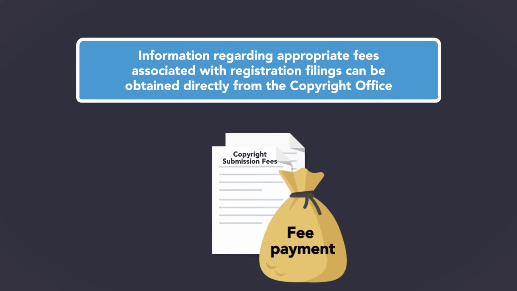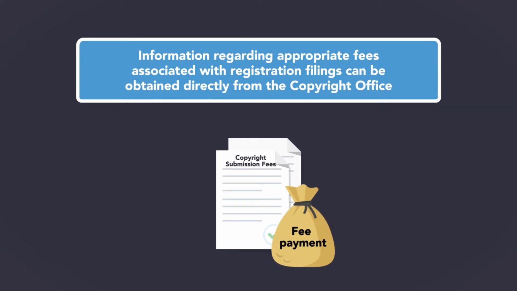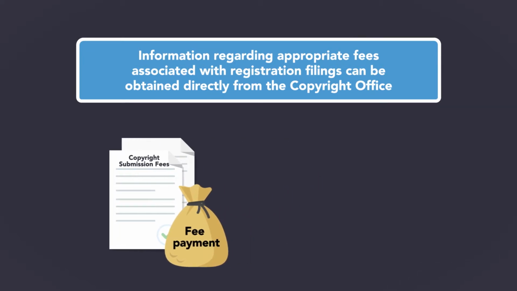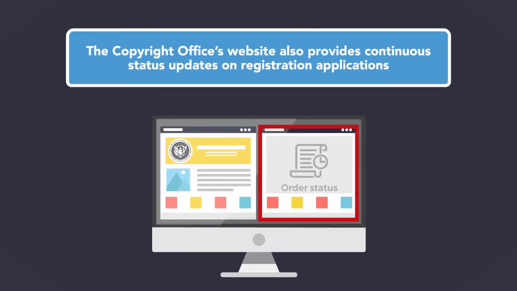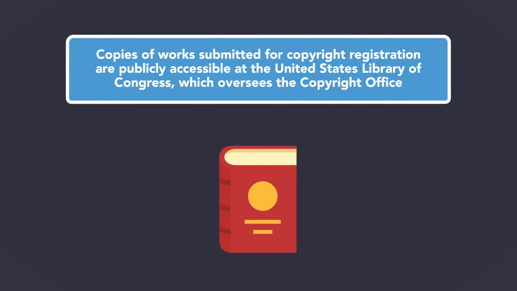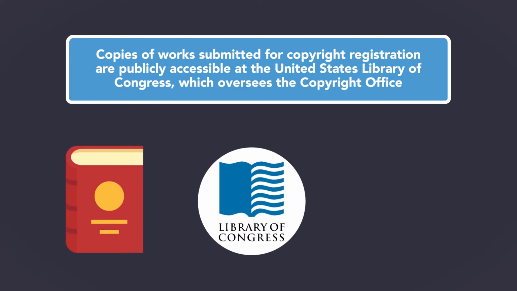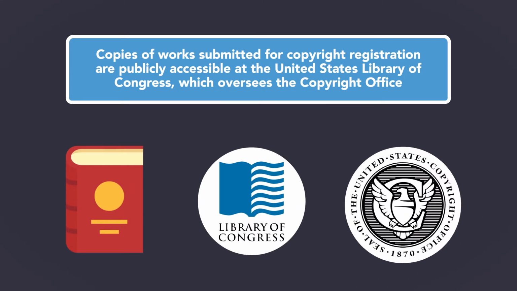Information regarding appropriate fees associated with registration filings can be obtained directly from the Copyright Office. The Copyright Office's website also provides continuous status updates on registration applications. Copies of works submitted for copyright registration are publicly accessible at the United States Library of Congress, which oversees the Copyright Office.